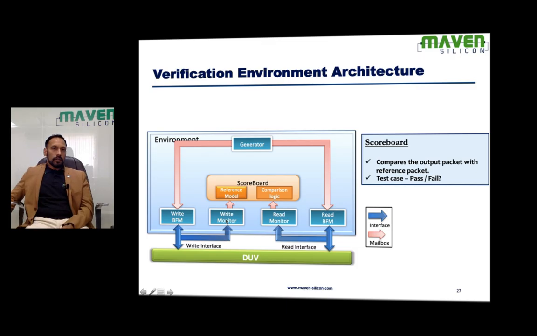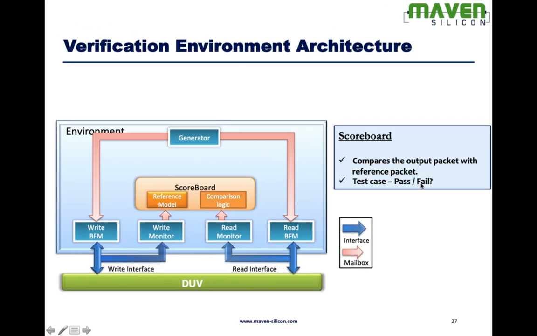Write monitor produces the write packet. The write packets will be stored in the reference model. And whenever the read monitor produces the output packet, it will be compared with the expected packet. That's what the scoreboard does. It compares the output packet with a reference packet. If the comparison is successful, then it will generate a pass message. If the comparison fails, then it will generate an error message.